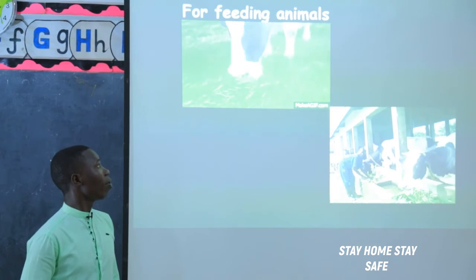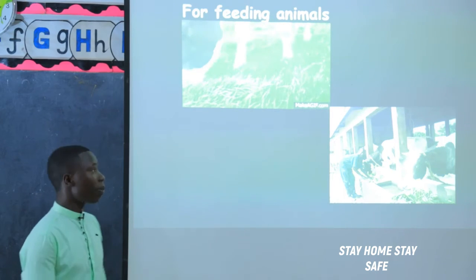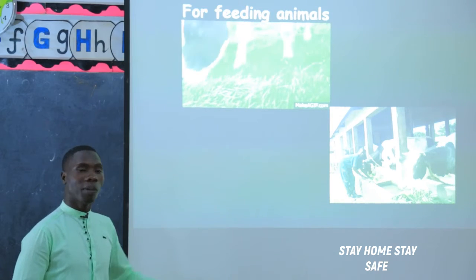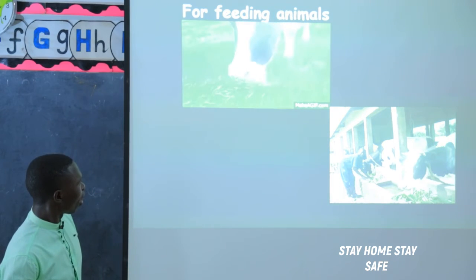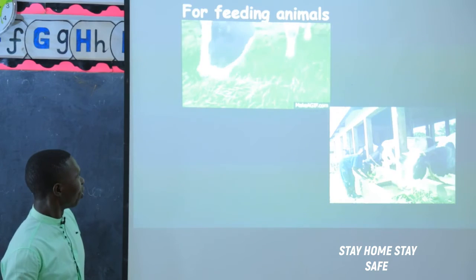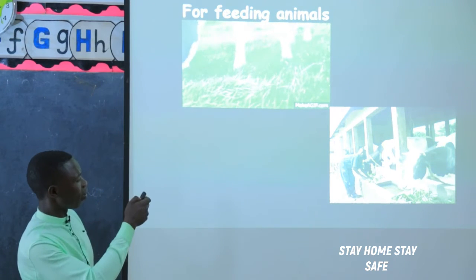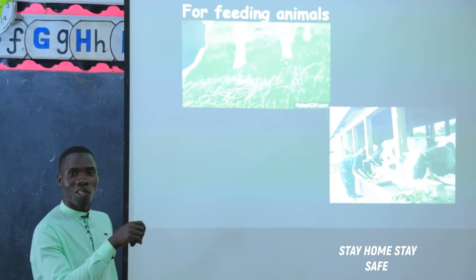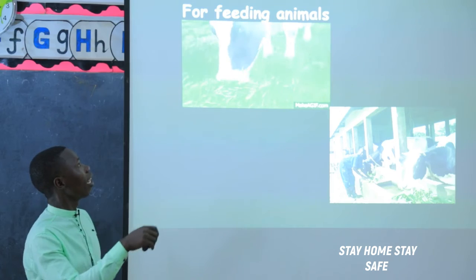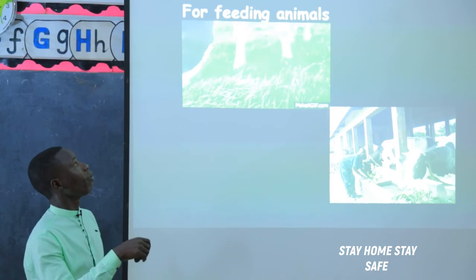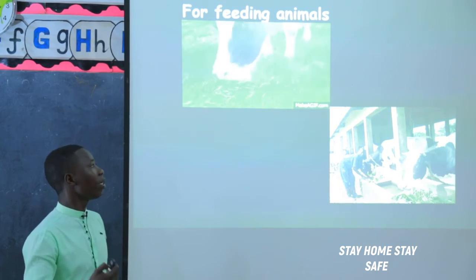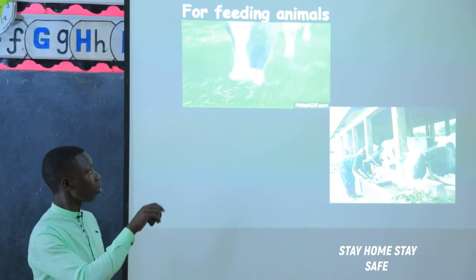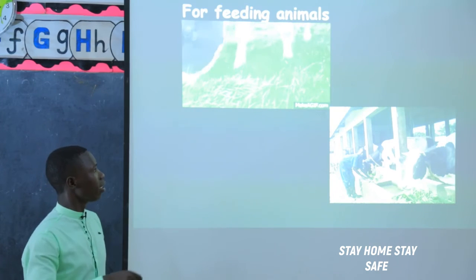So we have to see some of them. You can see in my pictures, grasslands are used for grazing animals, as you can see. If you have eyes, I know you would have seen this. You see this one? This animal is enjoying the grass. So grasslands are used for feeding animals, or they help in feeding animals, or people graze animals on these grasslands.